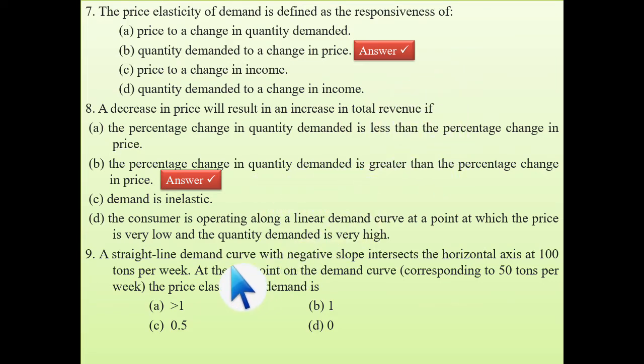The next one is, a straight line demand curve with a negative slope intersects the horizontal axis at 100 turns per week. At the midpoint of the demand curve, well, midpoint means don't think about anything, answer will be 1.